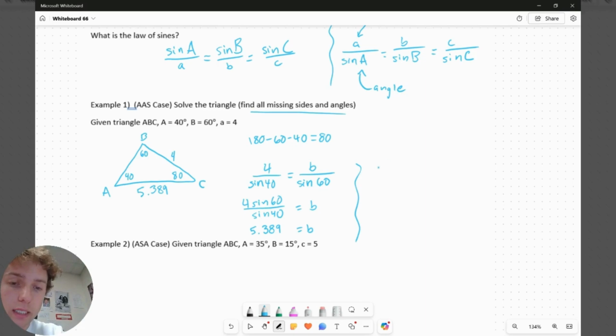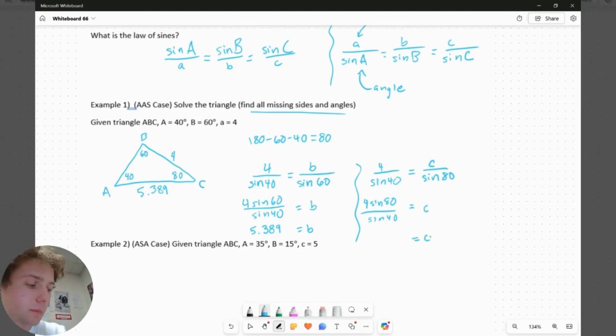We can use that same sort of setup to find the remaining side. That's the reason law of sines is kind of nice: it's always the same setup and you can just keep repeating it to find the different parts. Notice, though, I need to use sine of 80 instead, because that is angle C when we're solving for side C. I'm still going to multiply that value up.